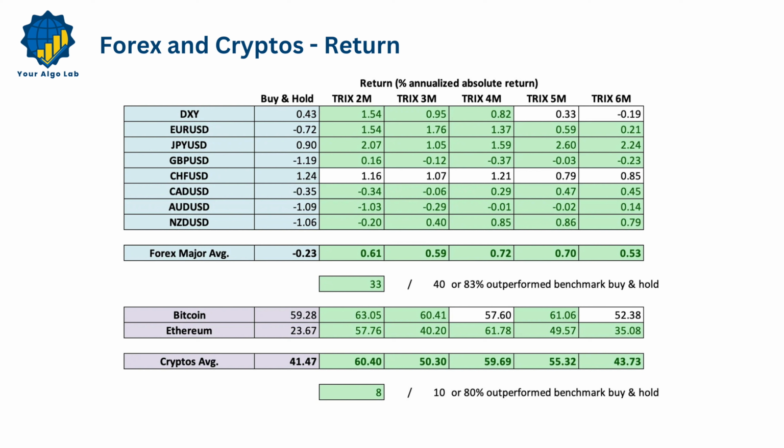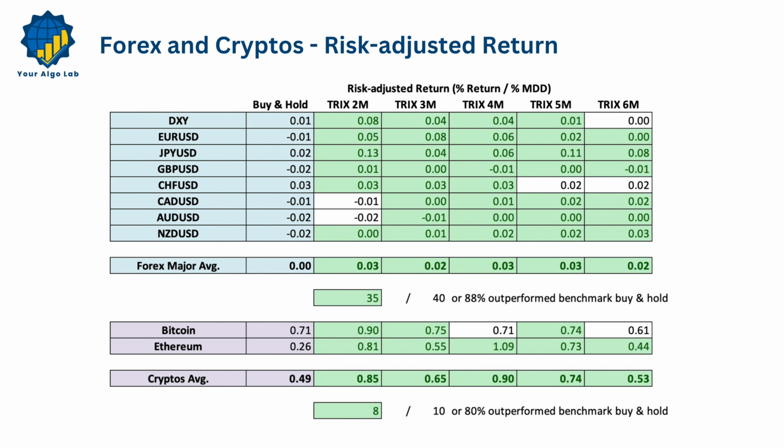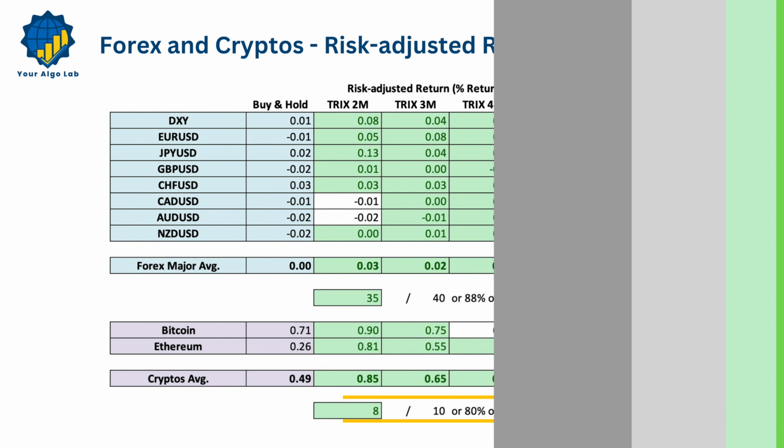As usual, we'll begin with absolute returns. We observe an overall outperformance compared to the buy and hold benchmark strategy. For cryptocurrencies, the improvement over our benchmark is also significant across all parameters, with the 2-month TRIX delivering the best performance. Next, we examine risk, noting an overall improvement across nearly all currency pairs and cryptocurrencies. Examining risk-adjusted returns, we see notable improvements across Forex pairs and cryptocurrencies.